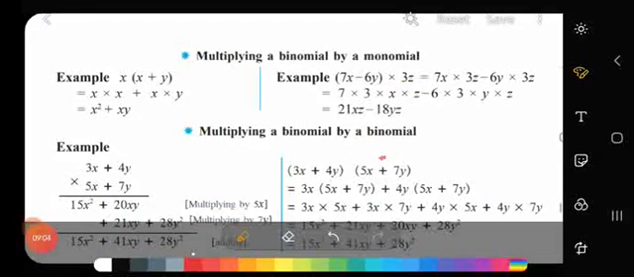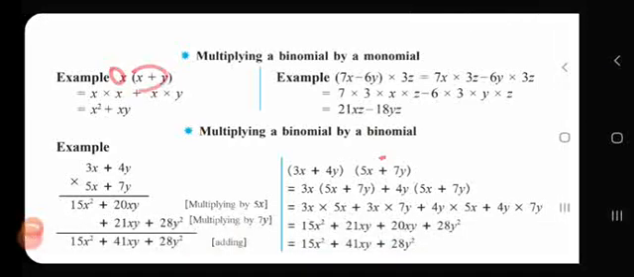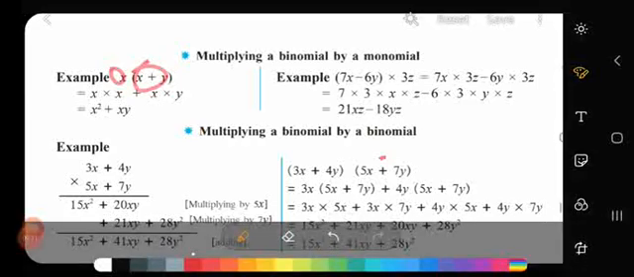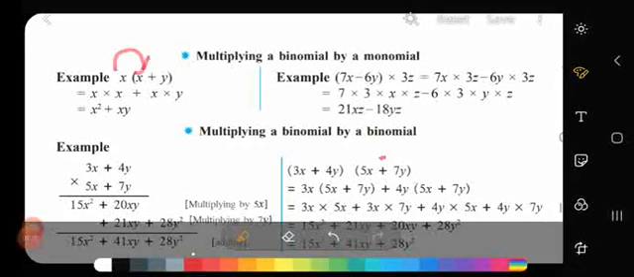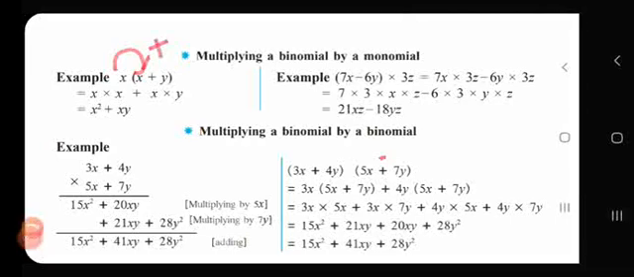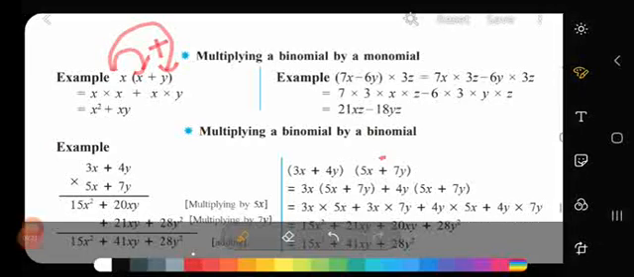Next is multiplying a binomial by a monomial. Here we simply have to follow steps. This is the monomial and these are the binomials. So what we have to do: the first step is monomial into the first term of the binomial, plus sign, then monomial into the second term of the binomial.